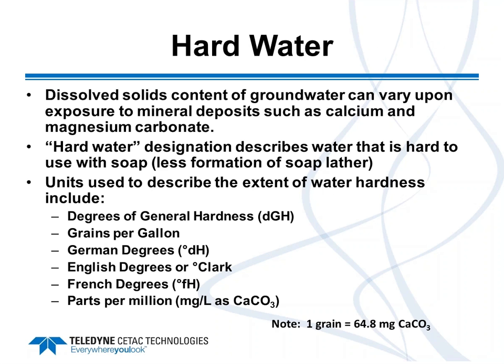There are various units used around the world to describe the extent of water hardness, and these include degrees of general hardness, grains per gallon, German degrees, English degrees or degrees Clark, French degrees, and parts per million. Parts per million specifically meaning milligrams per liter as calcium carbonate, also sometimes combined with magnesium carbonate.